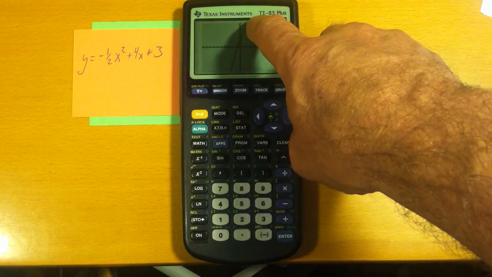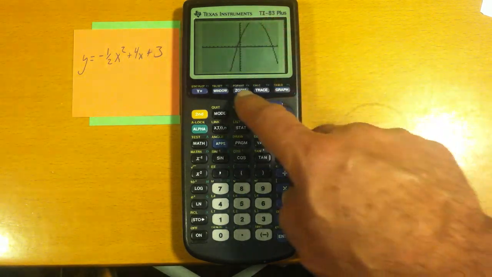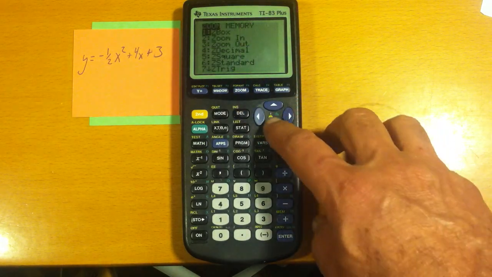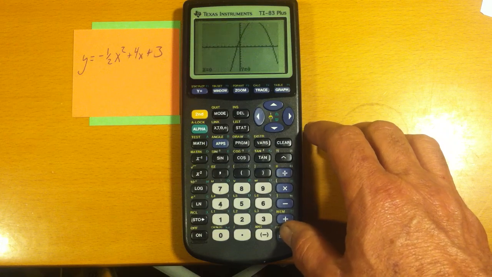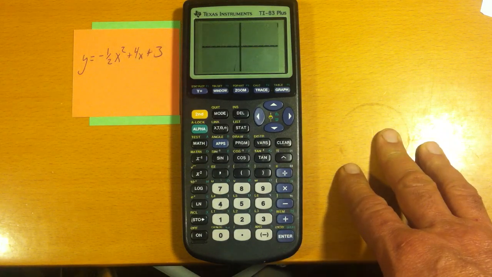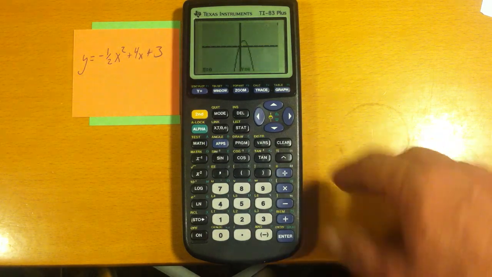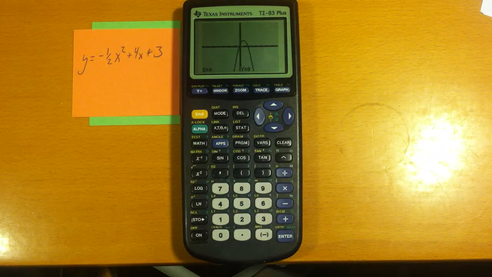I'm going to actually zoom a little bit out because I can't see the vertex there. So I'm going to hit zoom. I'm going to go down here to zoom out and press enter, and then enter again. It gives me the same graph, but just a little further out. Zoom out works just like it does on Google.